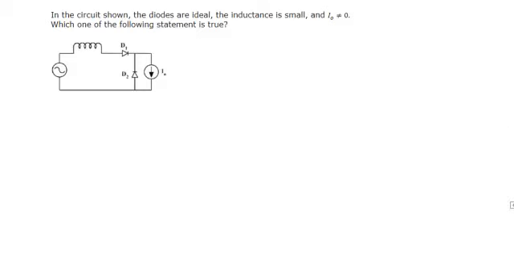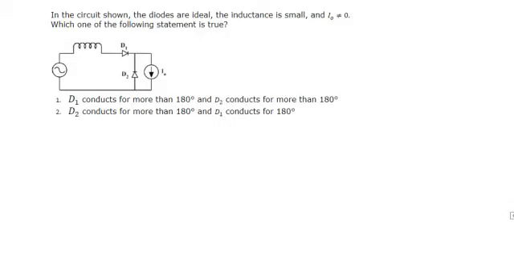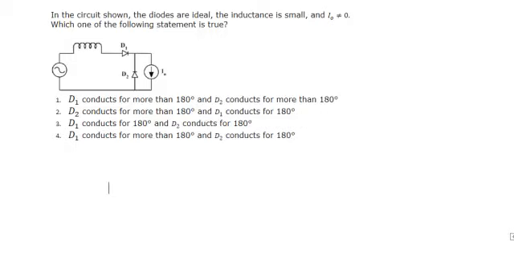So option number 1, diode D1 conducts for more than 180 degrees, D2 conducts for more than 180 degrees. Then D2 conducts for more than 180 degrees, D1 conducts for 180 degrees. Next one, D1 conducts for 180 degrees and D2 conducts for 180 degrees. And the fourth option, D1 conducts for more than 180 degrees and D2 conducts for 180 degrees.